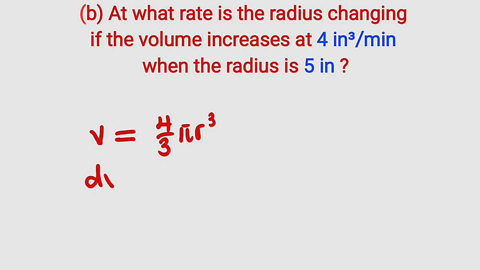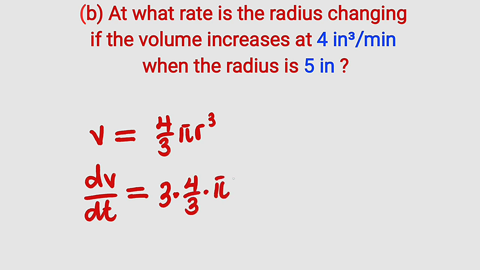So dV over dt, which is the rate of change of the volume, is equal to, you know that this 3 will drop down to multiply. So we have 3 multiplied by 4 divided by 3, then pi r, and you're going to reduce the power by 1, so it becomes 2. Remember to multiply by what? dr over dt, because we are differentiating with respect to t.